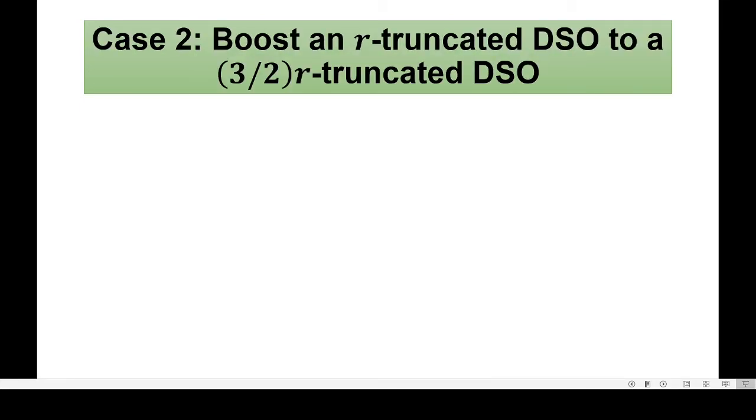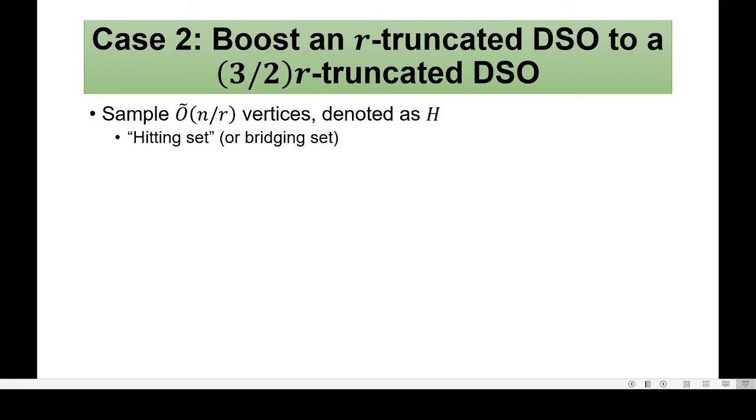Now let me introduce the second case. Assuming we have an r-truncated DSO, we want to boost it to a 3/2 r-truncated DSO. The idea is also standard. We sample Õ(n/r) vertices denoted as H, which means hitting set or bridging set.